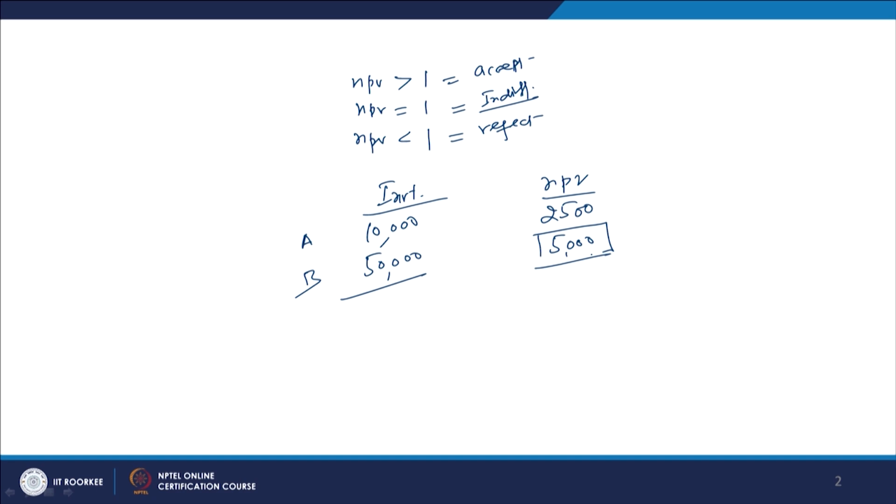If you compare these two investments, in project A, by making an investment of just 10,000 rupees we are getting back 2,500 rupees. In project B, we make an investment of 50,000 rupees and then get back 5,000 rupees. So, we do not take these two pieces of information into account.